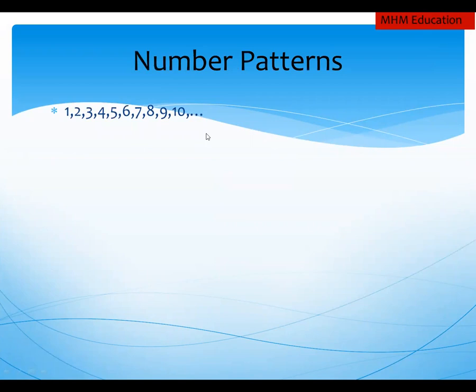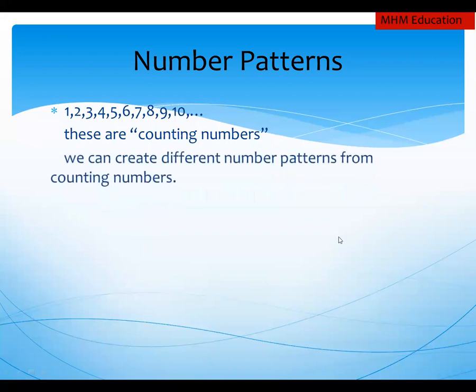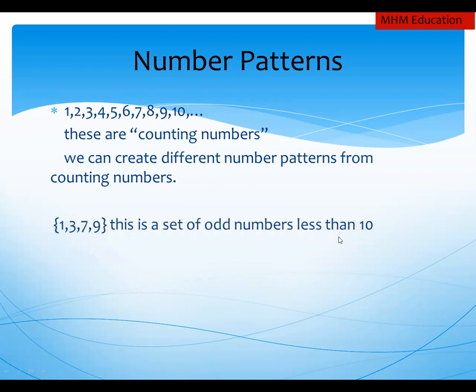Today we are going to look at number patterns. The natural numbers 1, 2, 3, 4, 5, 6 and so on are called the counting numbers. We can create different number patterns from these counting numbers. For example, 1, 3, 5, 7, 9. This is a set of odd numbers less than 10.